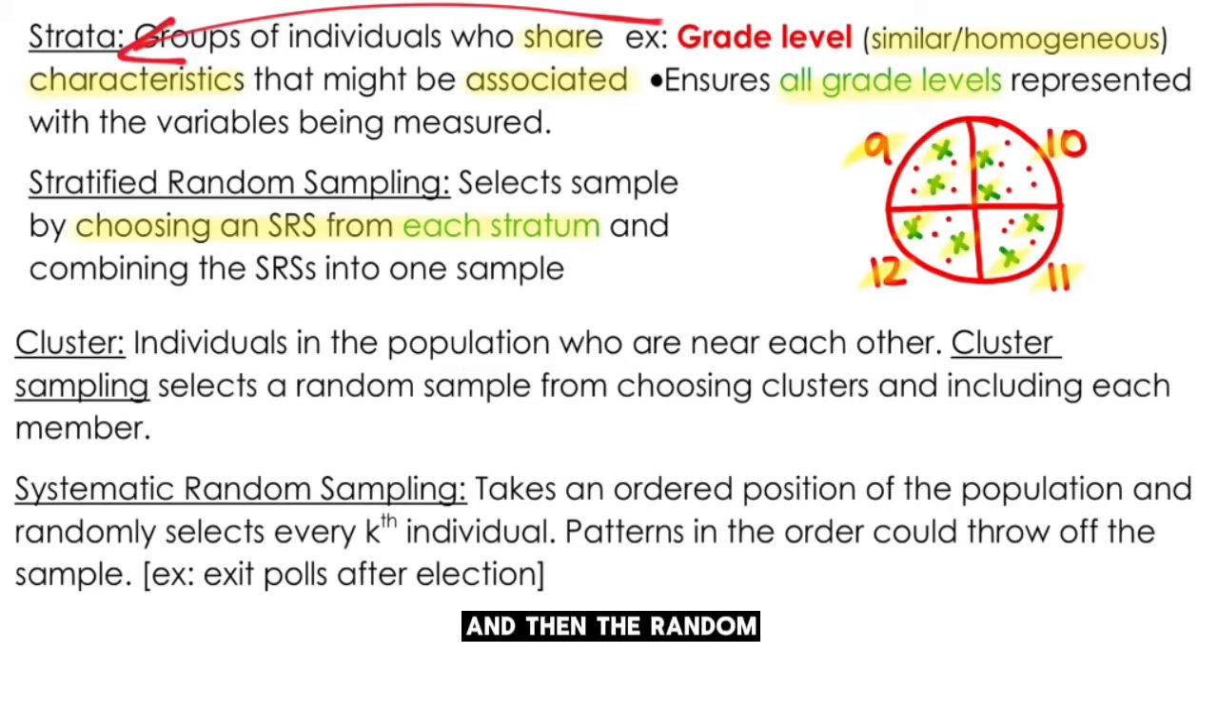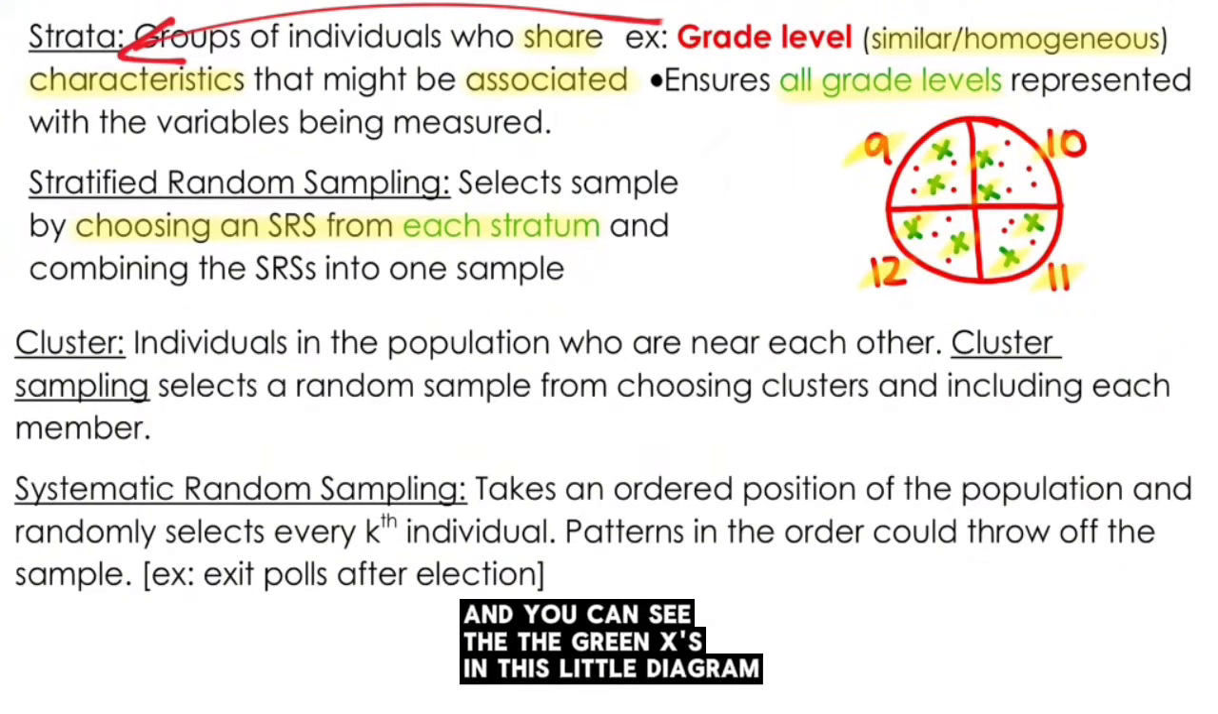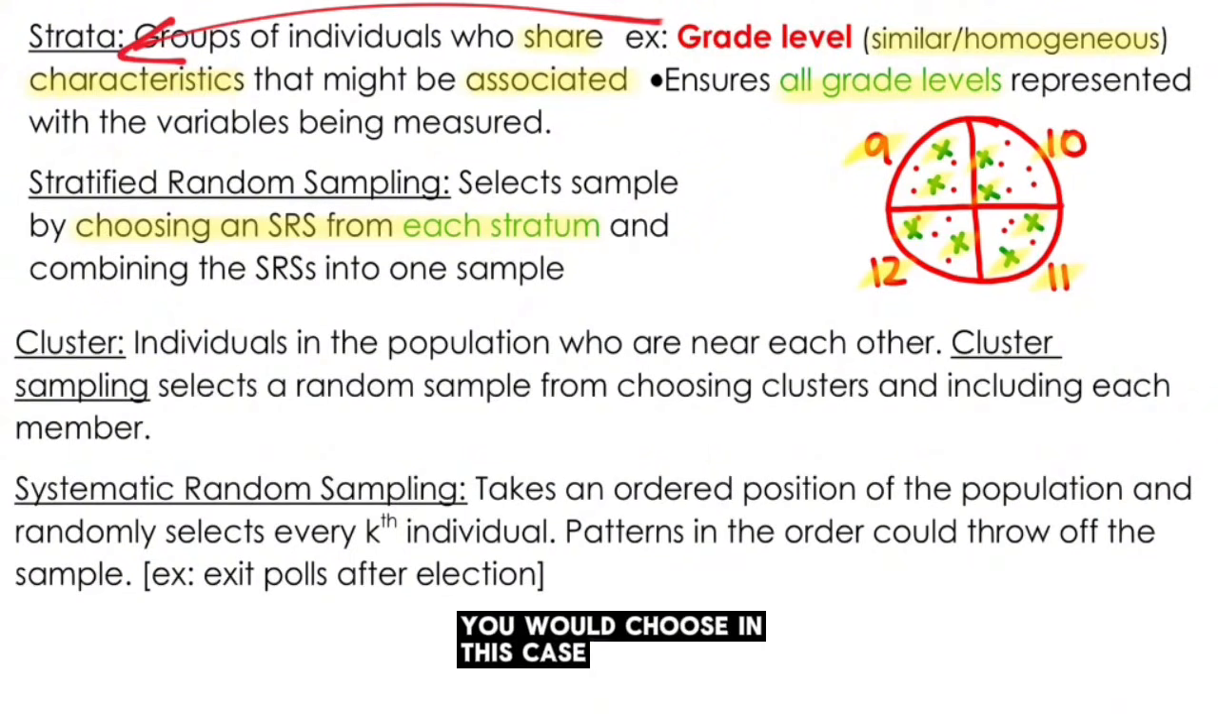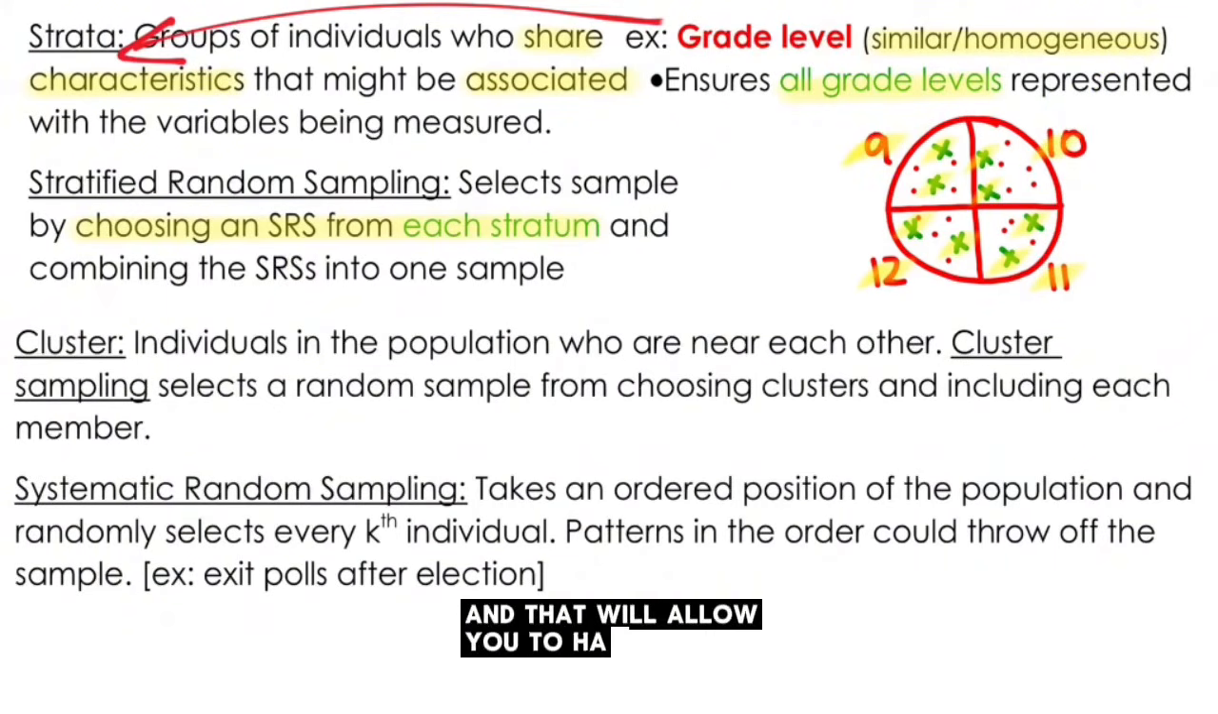And then the random sample would be, and you can see the green X's in this little diagram, you would choose, in this case, an equal number of students from each grade level. You can see that two green X's appear in each of the grade levels, and that will allow you to have a fair representation of the entire school.